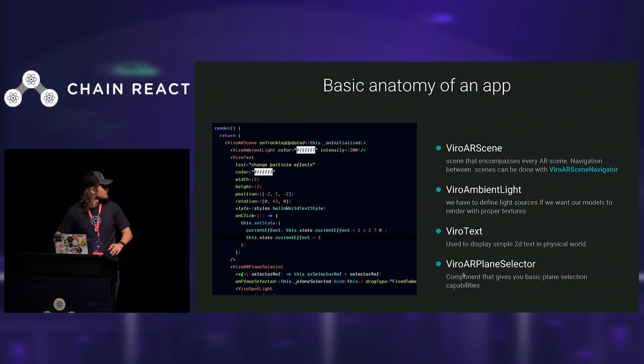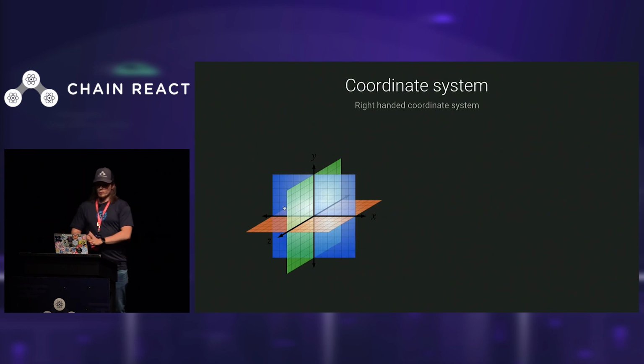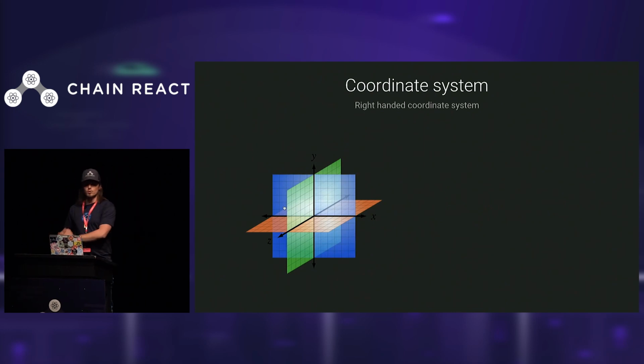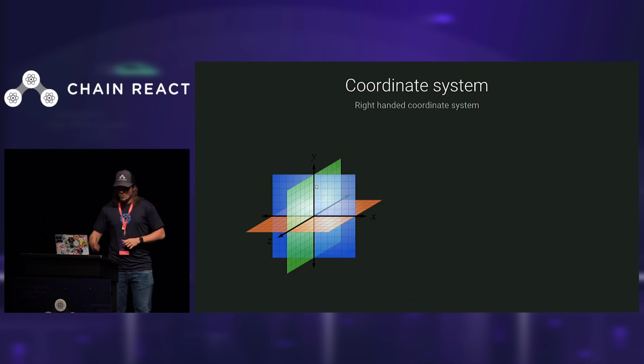Let's check this out. For example, in the code I showed you, you probably have seen a bunch of numbers here, and it looks a little bit weird. So we're working with 3D. So we have a coordinate system, and it's called right-handed coordinate system. You can just memorize the x, y, and z, but there is a better solution. Why is it right-handed?